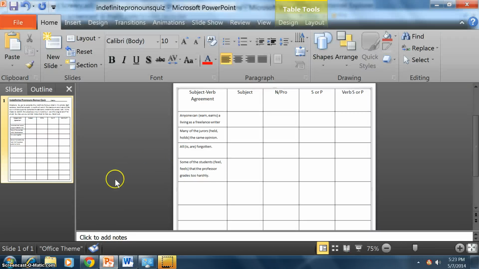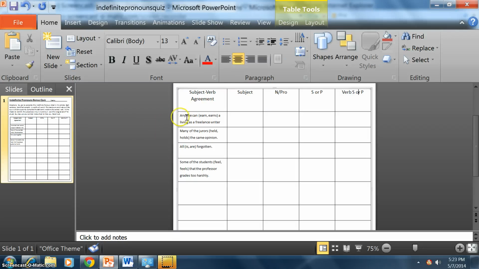So I've got my handy-dandy chart all ready to go here. As you notice at the top is the subject-verb agreement: subject noun and pronoun, singular or plural, referring to the noun or pronoun, and verb, singular or plural. Remember that the verb and the noun and the pronoun always need to match in terms of their plurality. So they're singular or they're plural.